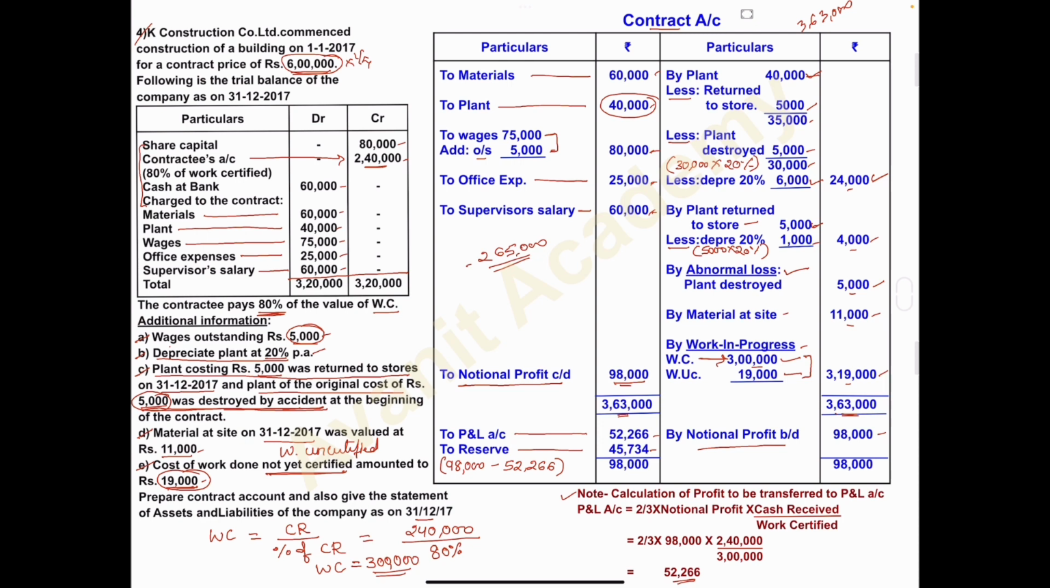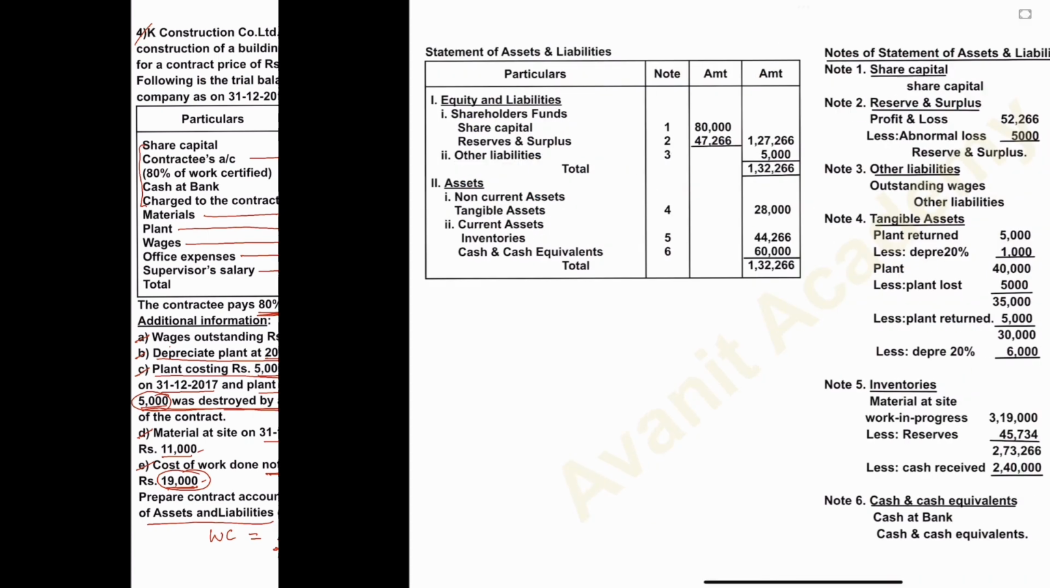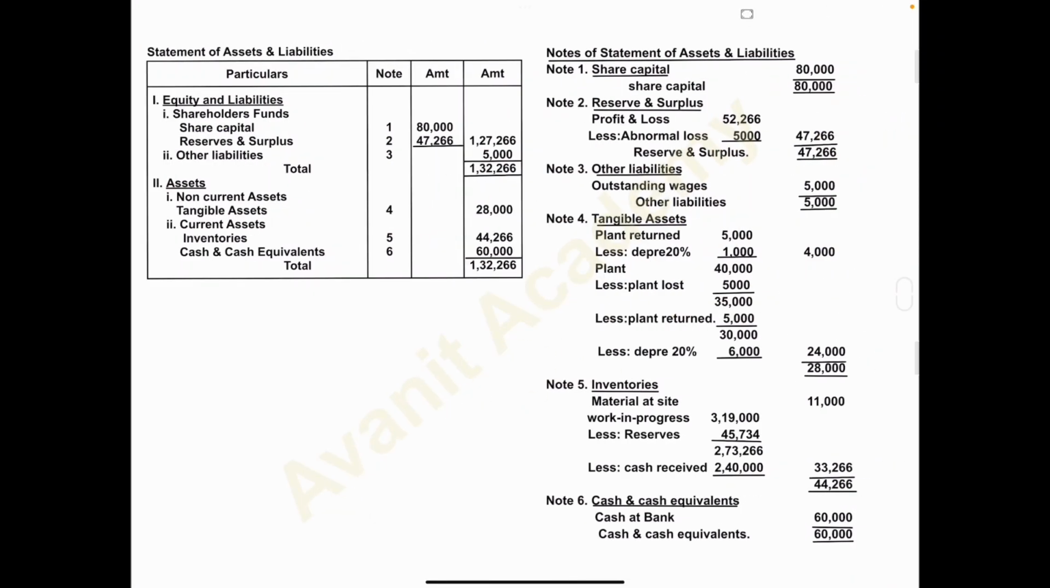Got this solution? So next we'll prepare the balance sheet, the statement of assets and liabilities. Here is the balance sheet. I have prepared the balance sheet in vertical form. Statement of assets and liabilities. Columns: particulars, note, amount, amount.